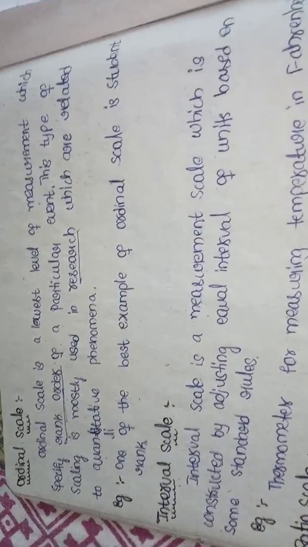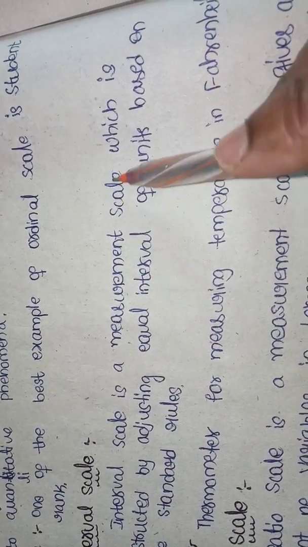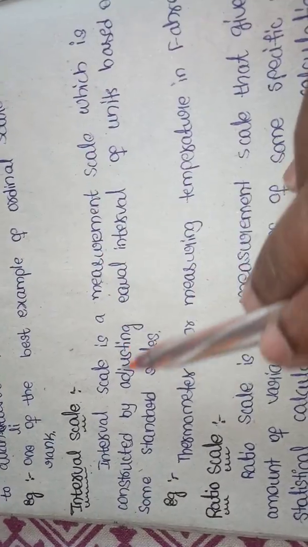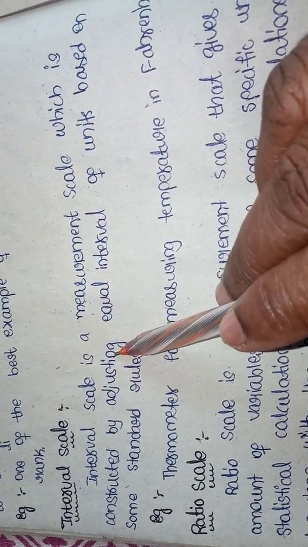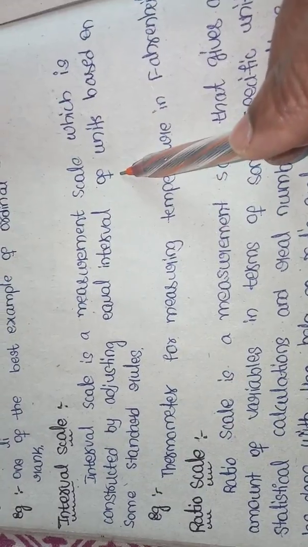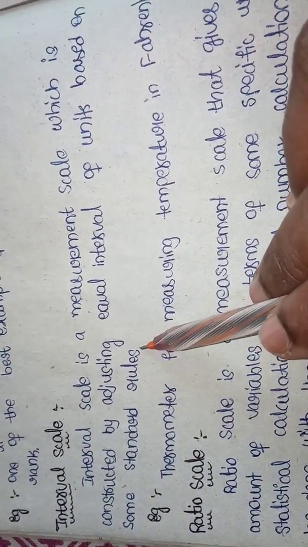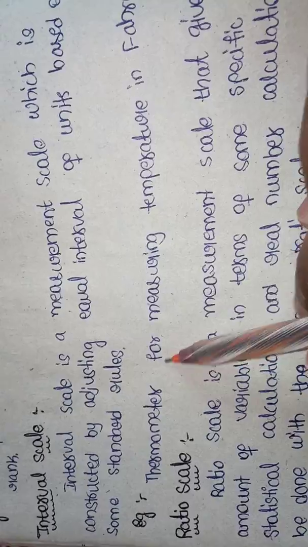And see the next one, the interval scale. From the name itself we can easily identify it: interval means from some minimum value to maximum value. See the definition. Interval scale is a measurement scale which is constructed by adjusting equal intervals of units based on some standard rules. For example, a thermometer for measuring temperature in Fahrenheit.